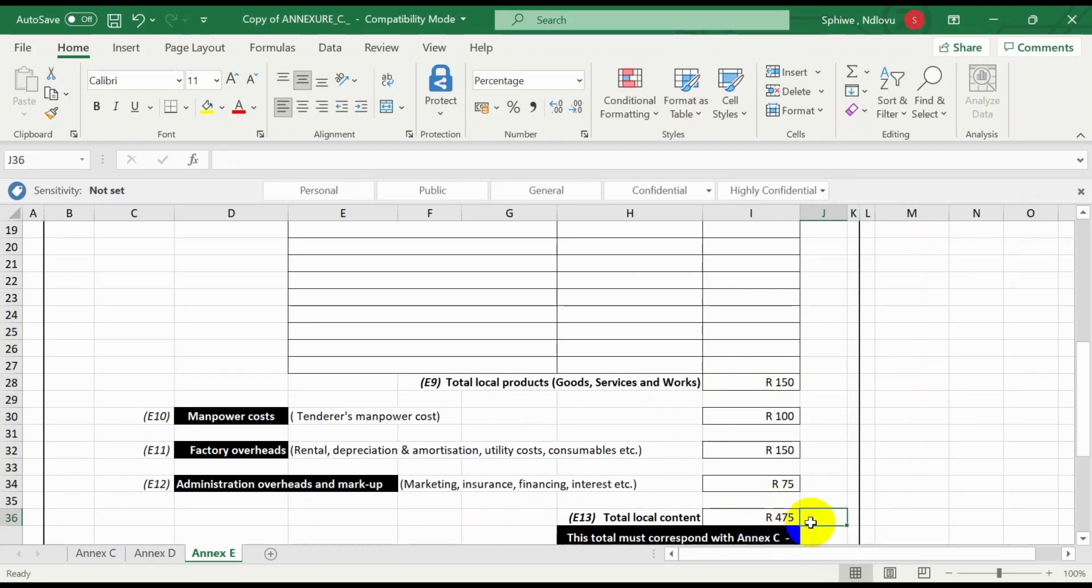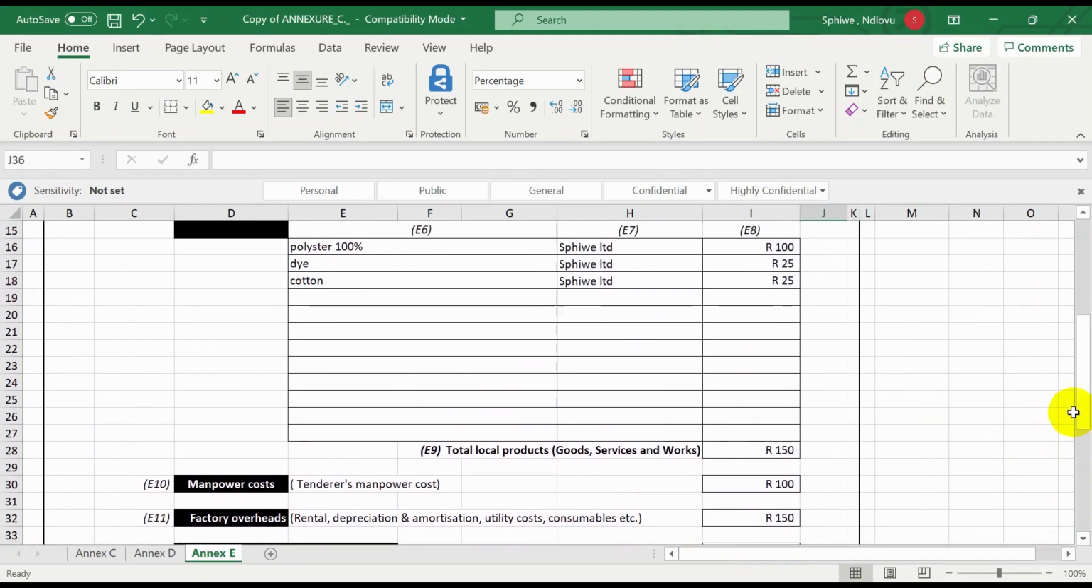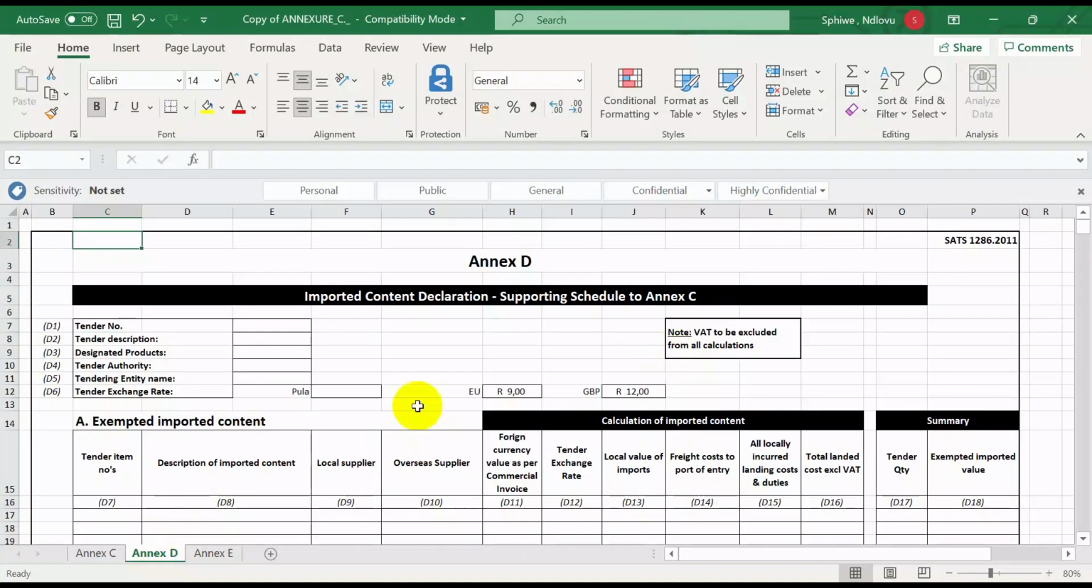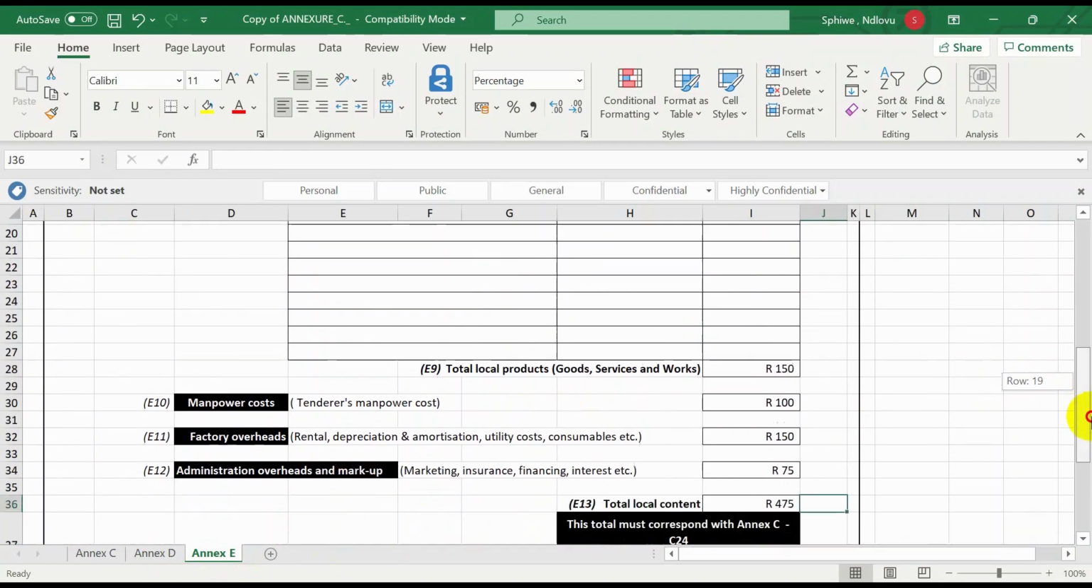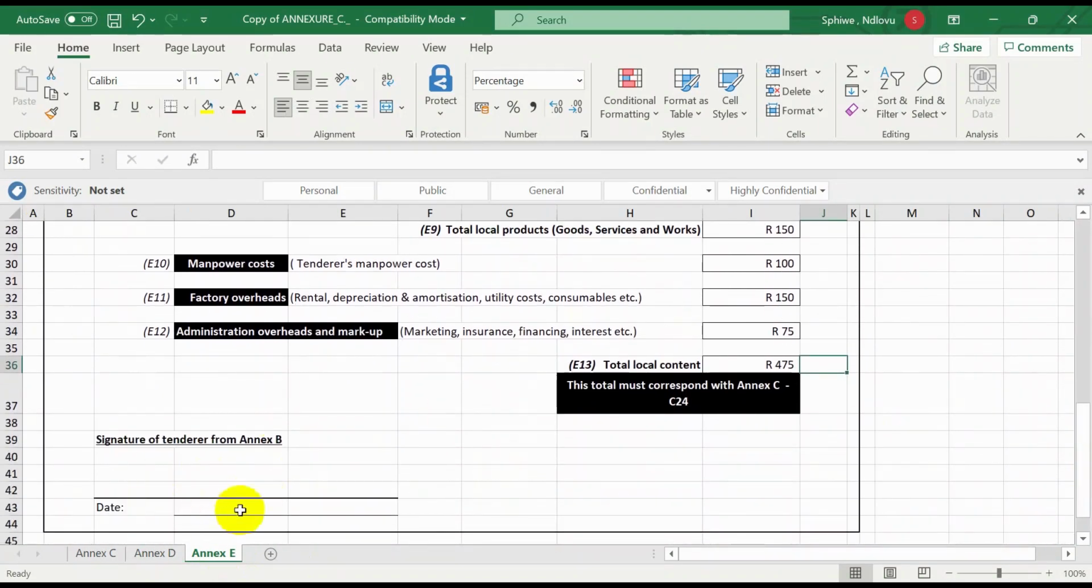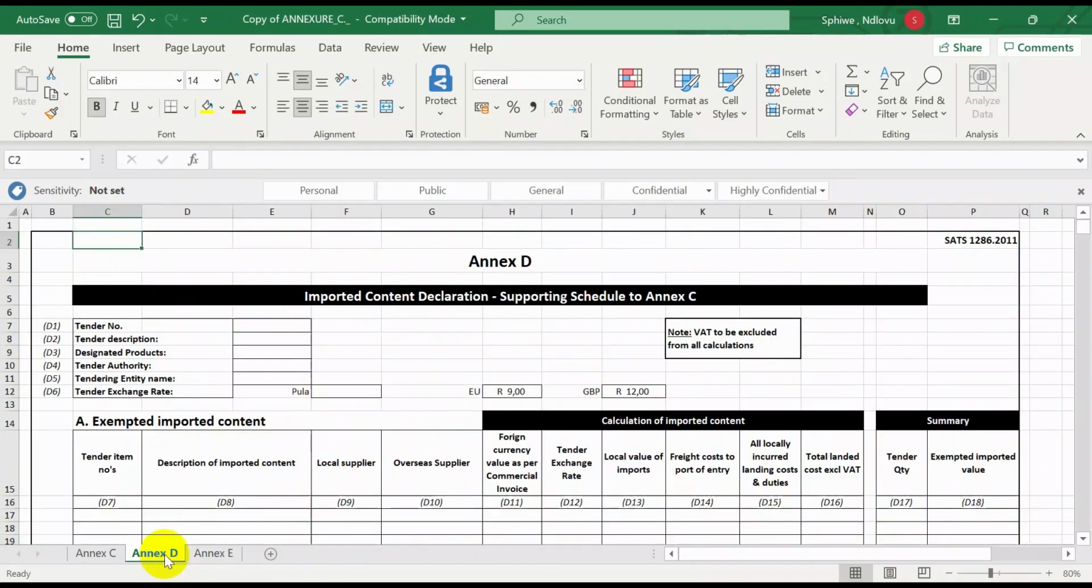But remember, you're not going to transfer to Annexure C immediately because this is just for one product. You still need to do the other two items that we didn't use as an example, because you need to input everything before you transfer to that part of the annexures. And then you come to Annexure D. Before you even go there, you need to sign this document and date it. It's important for you to sign, because if you didn't sign it, it might lead to disqualification. So sign and date it before you submit it, and then you go to Annexure D.